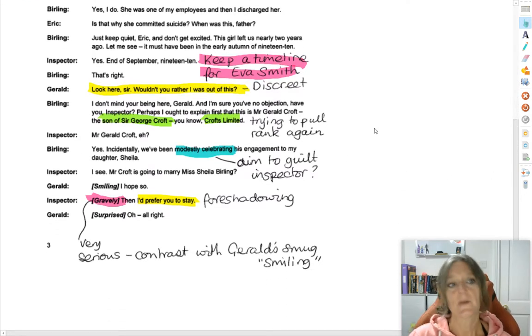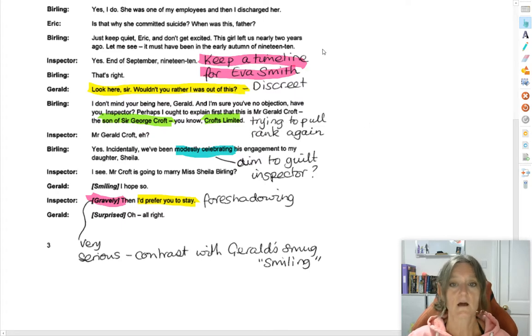Okay, so Mr. Birling does remember her now. "She was one of my employees. I discharged her. Is that why she committed suicide?" "When was this, Father?" "Just keep quiet, Eric. Don't get excited." So he's still patronising Eric. "This girl left us nearly two years ago. Let me see, it must have been in the autumn of 1910. Yes, end of September 1910."